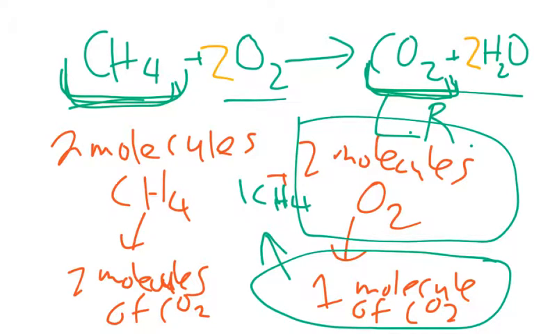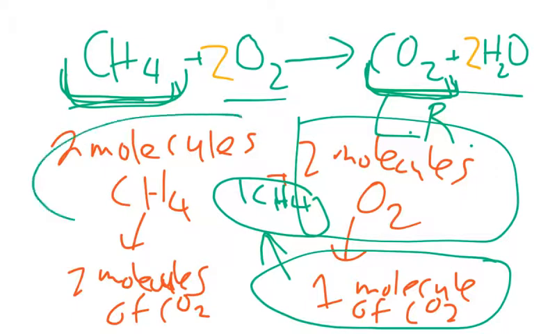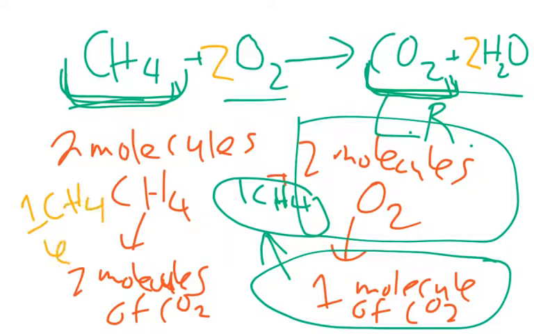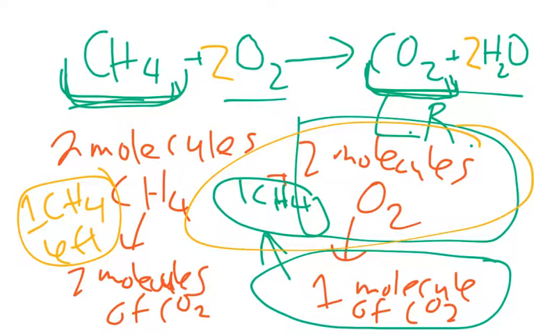So if 1 molecule of CH4 was consumed, and we have 2 molecules of CH4, then how much CH4 is left? Well, 2 minus 1 is 1. So we have 1 molecule of CH4 left over. And how much was consumed? Well, 1 molecule of CH4 and 2 molecules of O2 were consumed to produce 1 molecule of CO2.